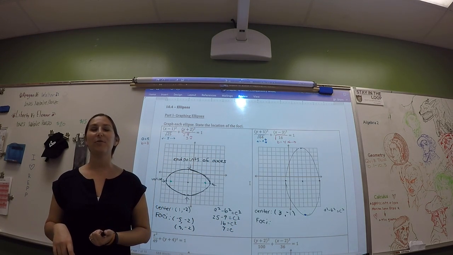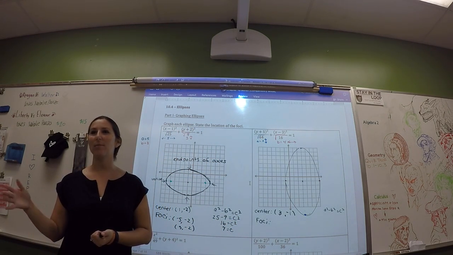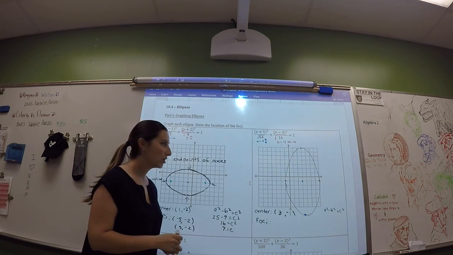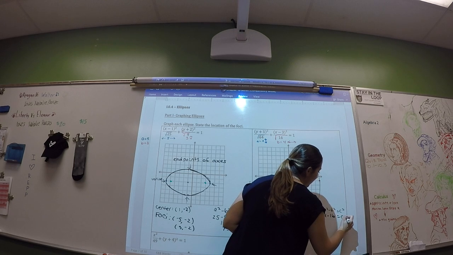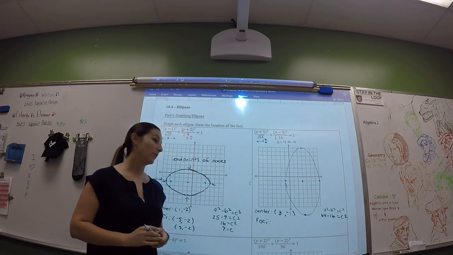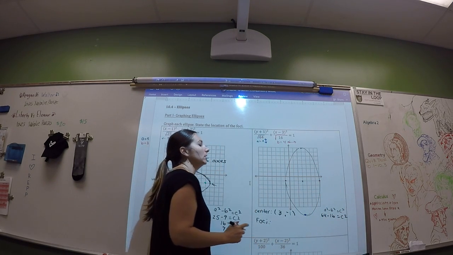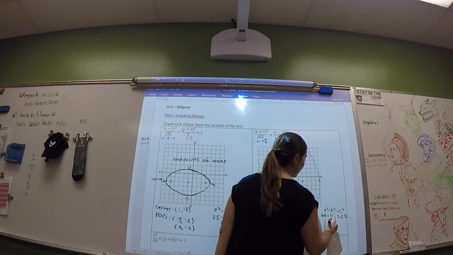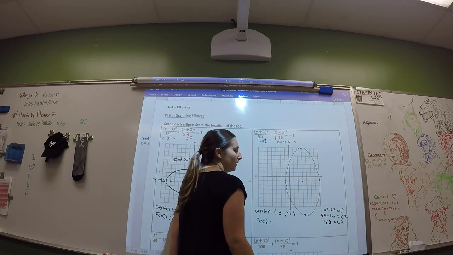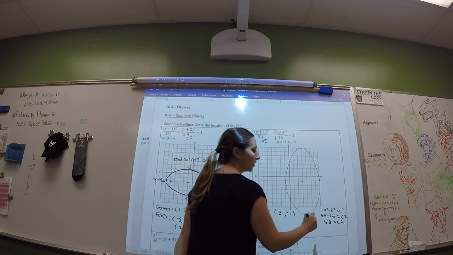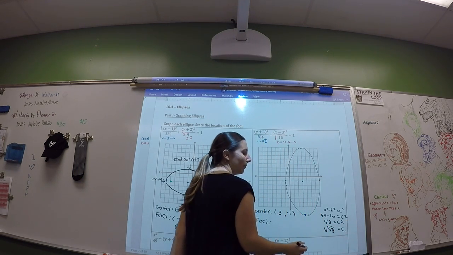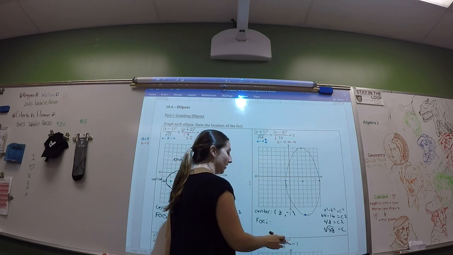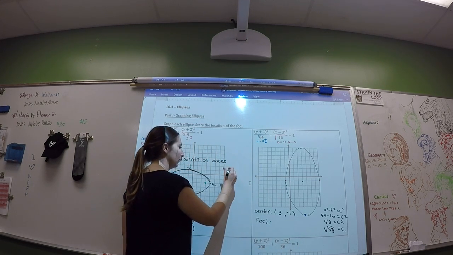Okay, and then you'll find your foci by doing a squared minus b squared equals c squared. So 64 minus 16 equals c squared. So 64 minus 16 is going to be 48. The square root of that's going to be 6 point something. First I'm going to identify c by simplifying the square root of 48.